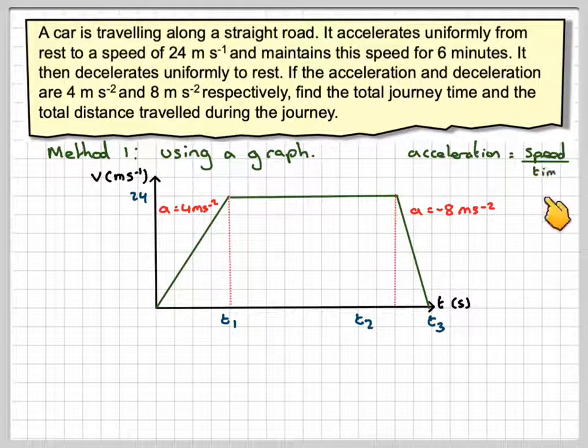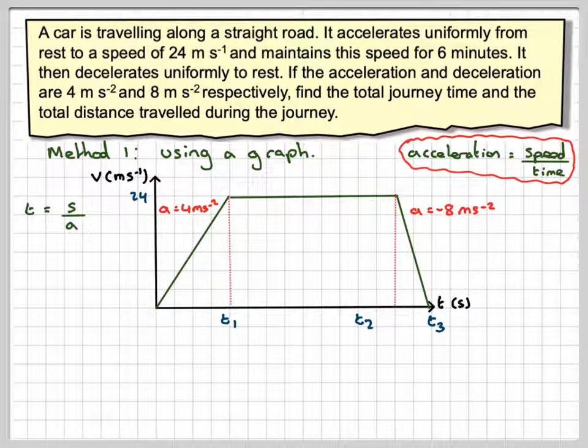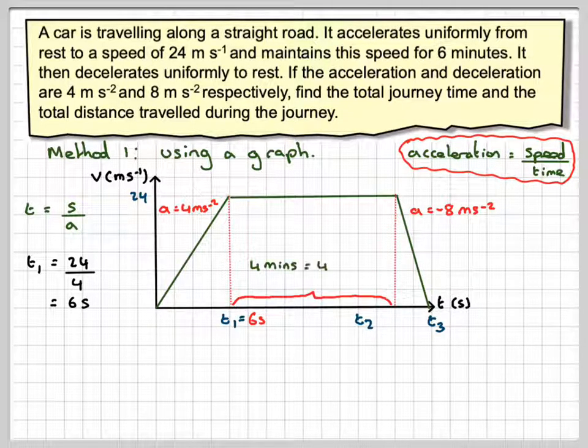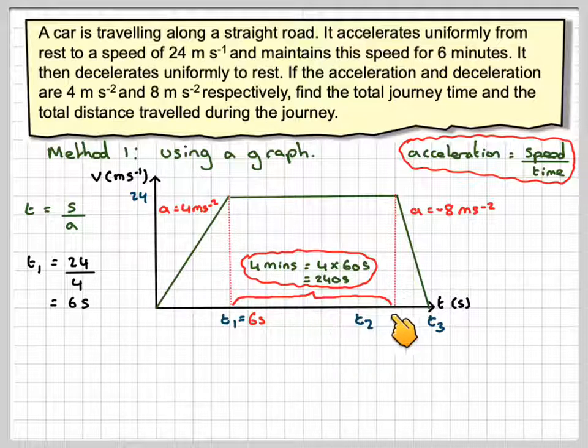So acceleration is speed divided by time. So if we rearrange that, we get that t is s over a, which is going to give me that t1 is going to be 24, divided by the acceleration, which is 4, which is 6 seconds. So t1 is 6 seconds. Now the next part of the journey, we know, is 4 minutes. Now 4 minutes is 4 times 60 seconds, which is 240 seconds. We have to have consistent units. The last part of the journey, this time here will be 240 plus the 6 seconds initially to give me 246 seconds.